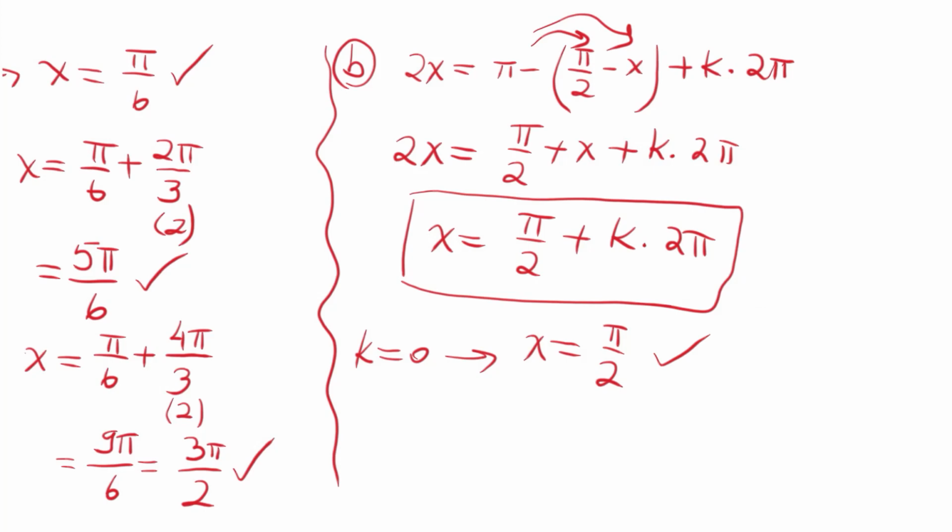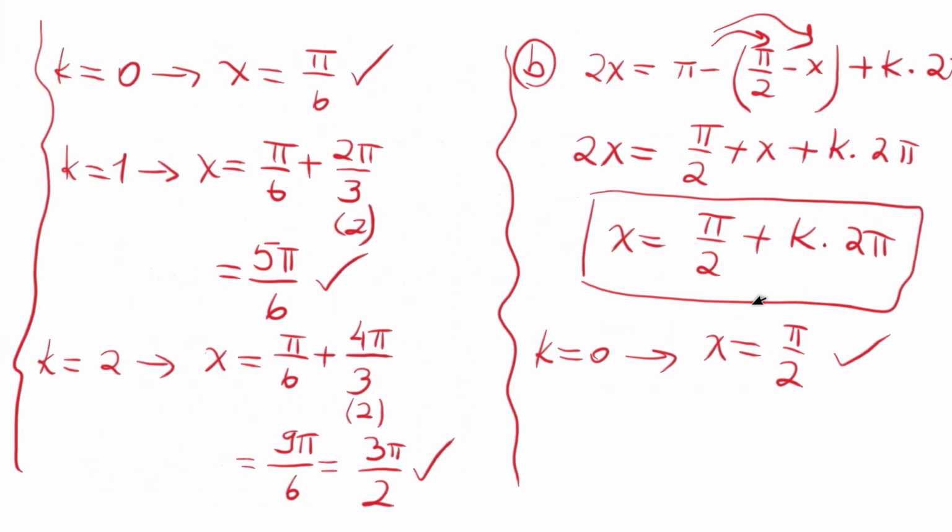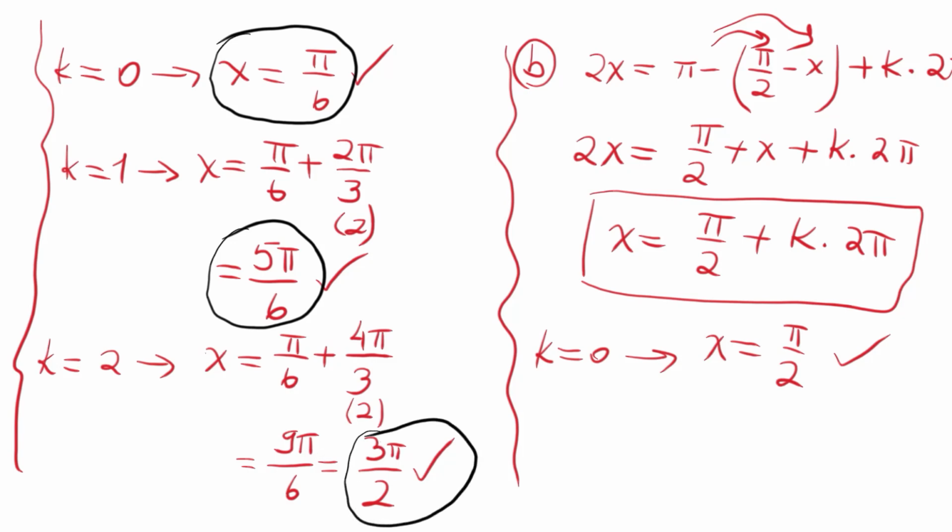So we have four values. Let's just sum up. First one is pi over 6. The second one is 5 pi over 6. The third one is 3 pi over 2. And the last one here is pi over 2.